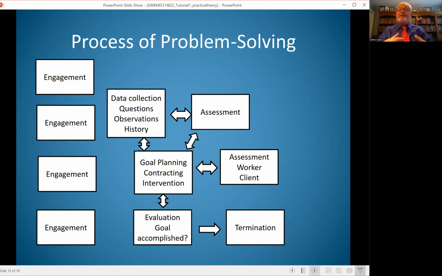Then we get into an evaluation process. Are the interventions actually achieving the goal? Is the goal accomplished? And if no, then what else do we do? If yes, then we think about what's called termination, or this is the end of this particular intervention session between you and the client.